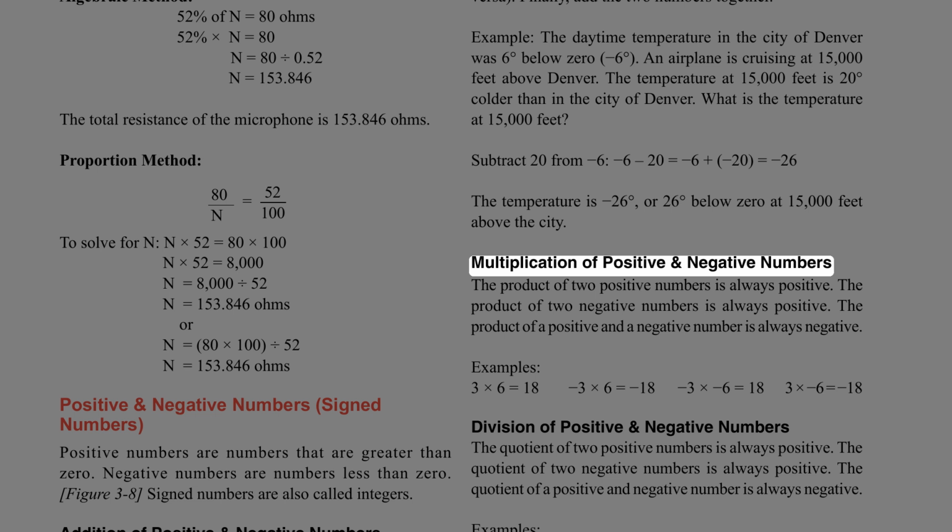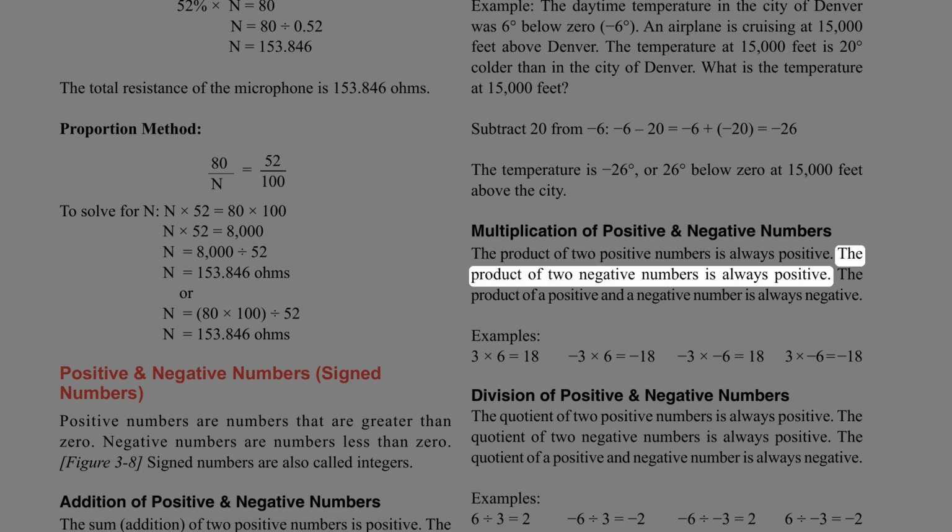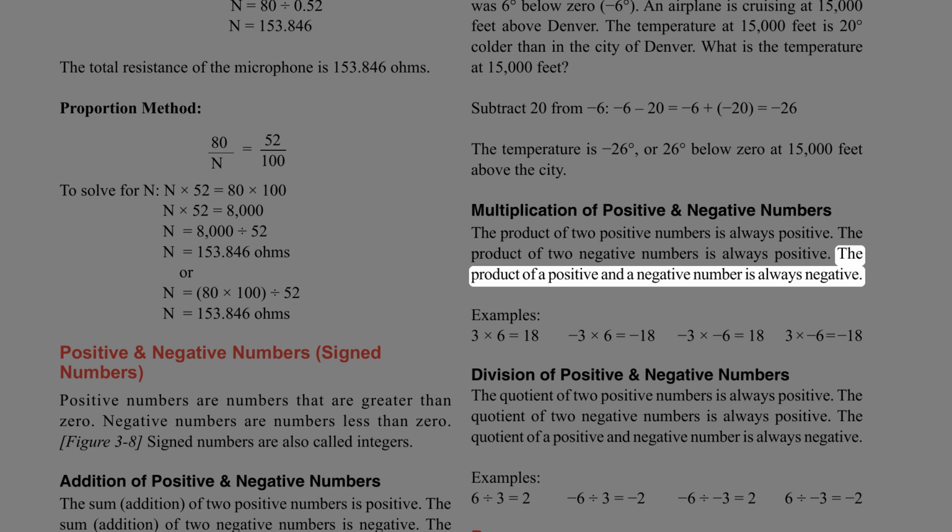Multiplication of positive and negative numbers. The product of two positive numbers is always positive. The product of two negative numbers is always positive. The product of a positive and a negative number is always negative.